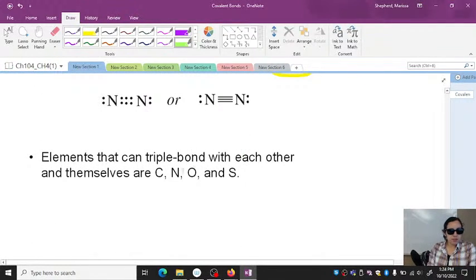Triple bonds are less common, but carbon, of course, can triple bond, especially with itself. And then sometimes you see nitrogen triple bond. Oxygen, it happens, but not as much. And sulfur, same thing.